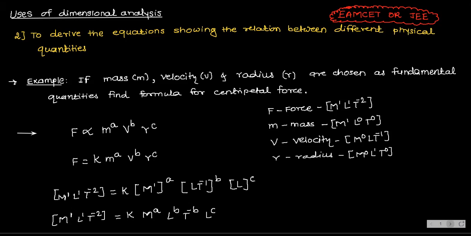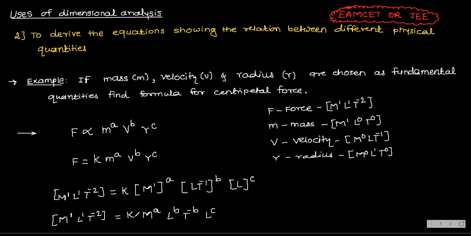Okay. So let's move ahead. Now, what we got? This side we got M1, L1, T power minus 2. This is equal to, now this K I am removing. Why? Because it is just constant. So we will keep as it is in the last expression after calculating A, B and C values.